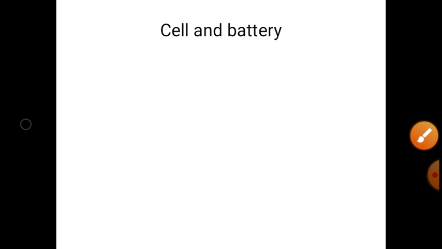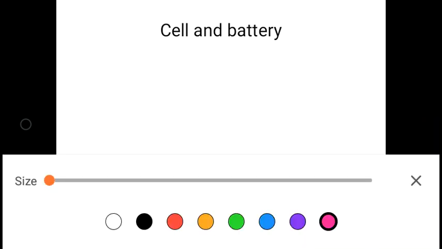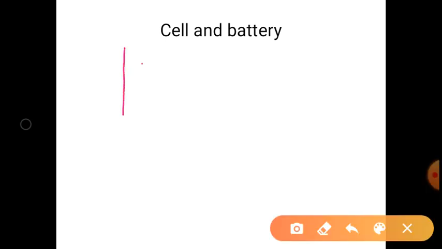So moving to the next concept, it is cell and battery. What do you mean by cell? A cell is an electrochemical device which converts chemical energy into electrical energy and vice versa. The symbol of the cell is like this. It has a positive terminal and a negative terminal.